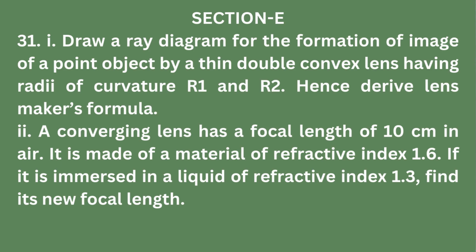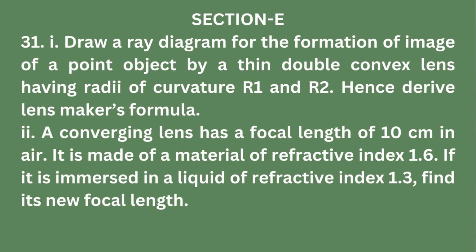Section E, 31st, first part. Draw a ray diagram for the formation of the image of a point object by a thin double convex lens having radii of curvature R1 and R2. Hence, derive the lens maker's formula.